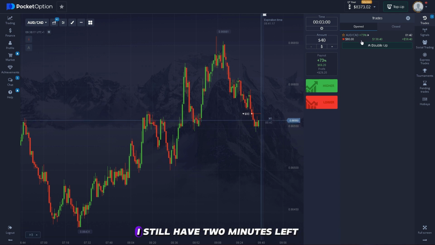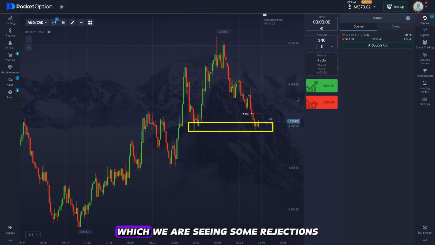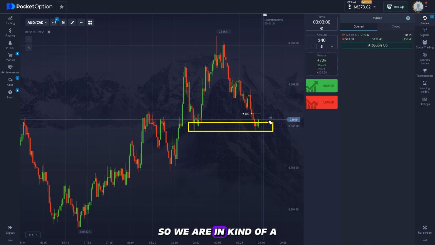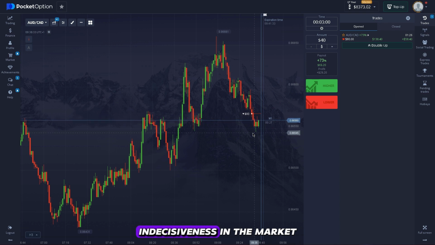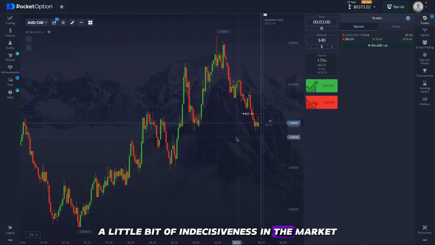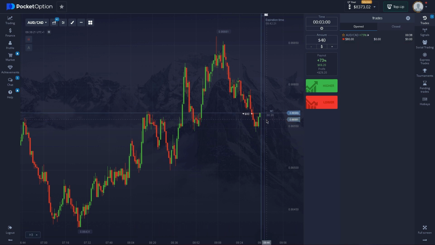We still have 2 minutes left, but as I said, it can reverse from this area, where we are seeing some rejections, but we are also seeing some sellers' rejection. So we are in kind of an indecisiveness in the market. There is still a little bit of indecisiveness in the market, and that can be a little issue.